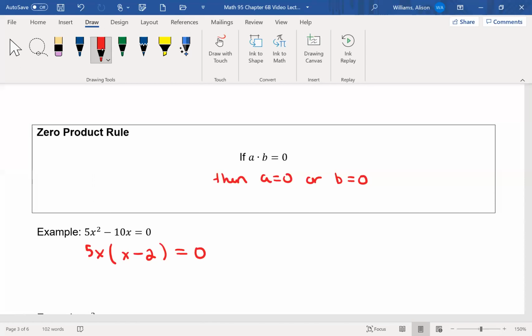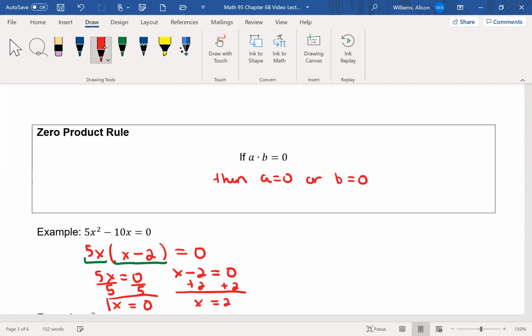But now I can use the zero product property, because according to that, either 5x must be 0 or x minus 2 must be 0, or both. If 5x equals 0, I can solve for x by dividing both sides by 5, and that gives me x equals 0. Over here, I can solve for x by adding 2 to both sides, so x equals 2. What that means is if I plug in 0 for x or 2 for x, I'm going to get 0 in that equation up there. It's going to work.